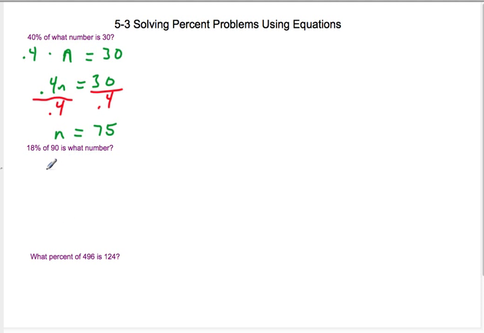Let's go on to the next one. 18% of 90 is what number? Again, I'm going to change that 18% to 0.18. You could also have used 18 over 100 if you like. Of is multiplication. In this case I'll use parentheses. So multiplied by 90 is what number? We use a variable. Here the variable is already isolated, which is nice, so we just have to do 0.18 times 90. I'll do that over here.